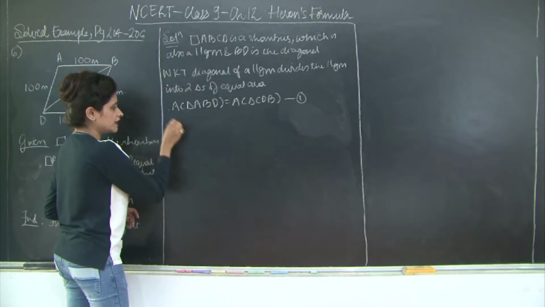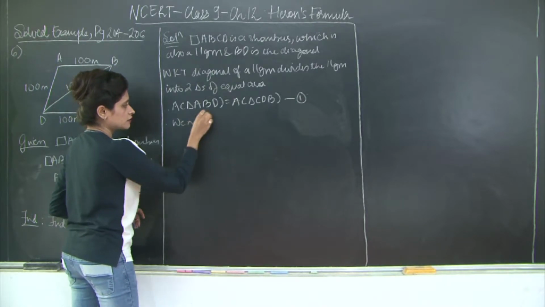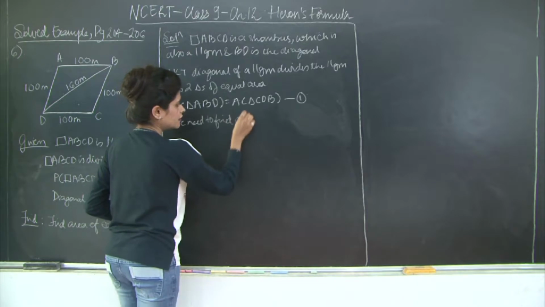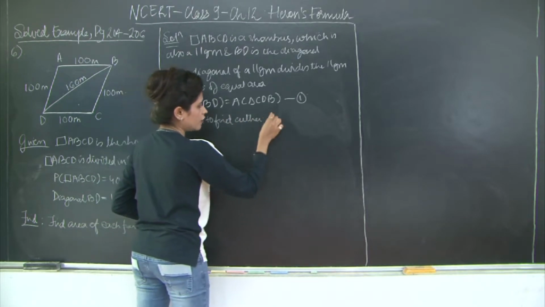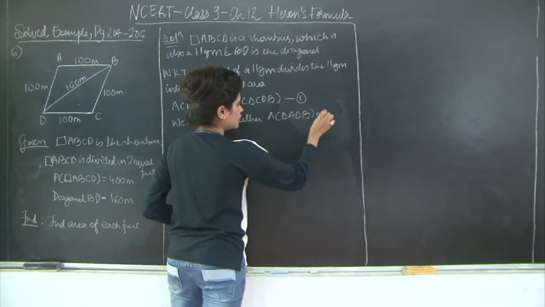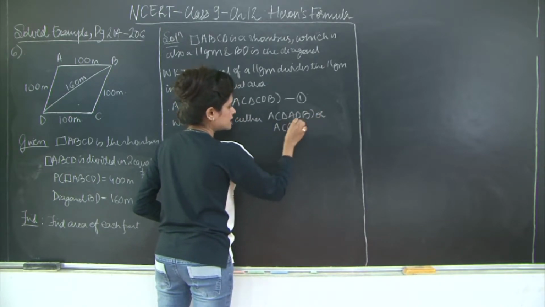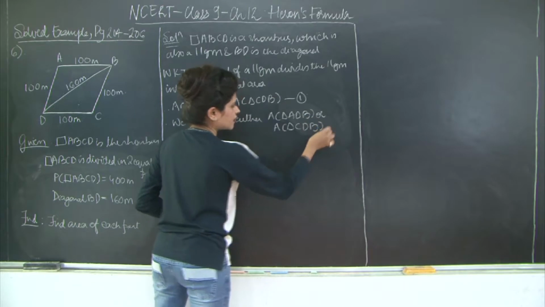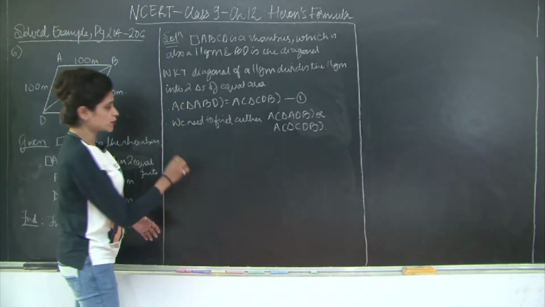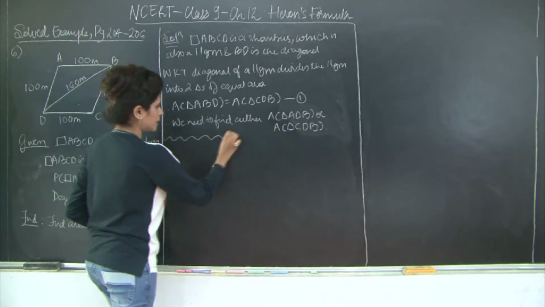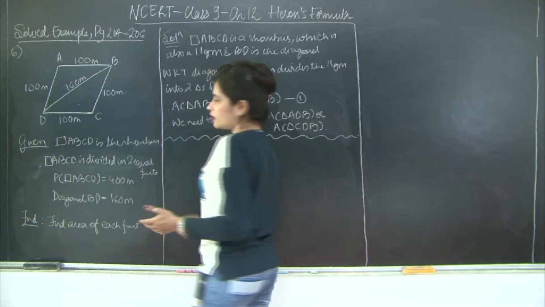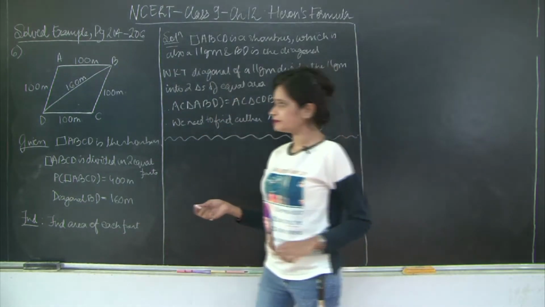Therefore, we need to find either area of triangle ADB or area of triangle CDB. Correct? Because we need to find how much area is allotted to each of the two kids. So obviously now finding the area of either of the triangles is very simple.